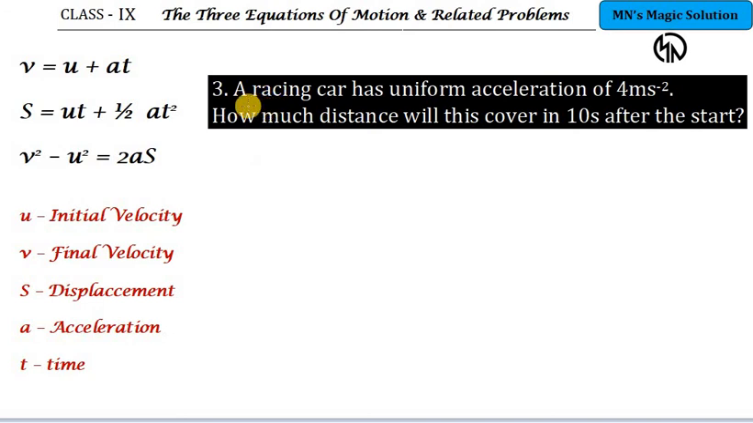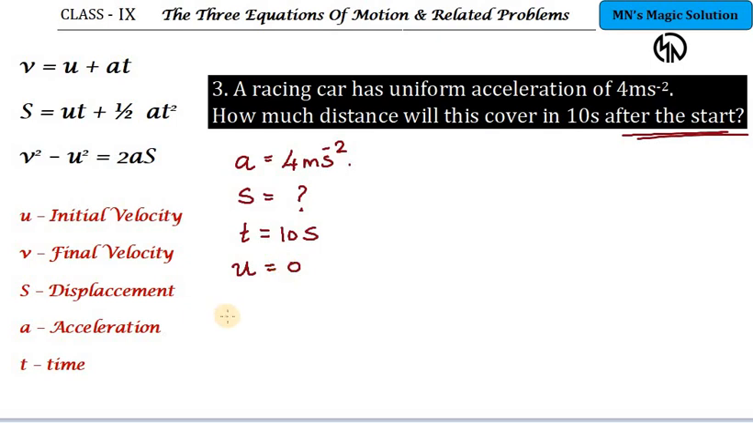So our next question is here. A racing car has uniform acceleration of 4 meter per second squared. The acceleration they have given is 4 meter per second squared. How much distance will this cover in 10 seconds after the start? So they are asking for the distance covered, and time they are giving as 10 seconds, and they say after the start. After the start means it starts from rest. So when it starts from rest, u is taken as 0.